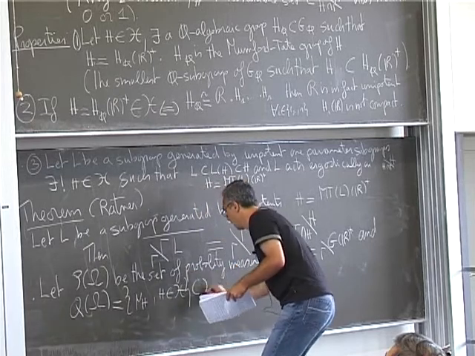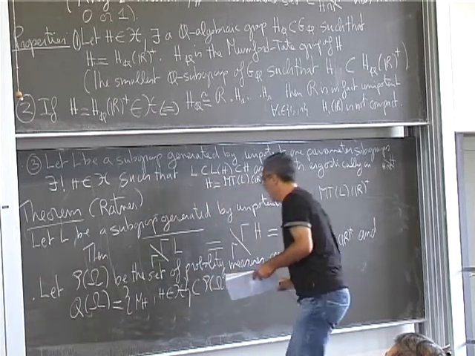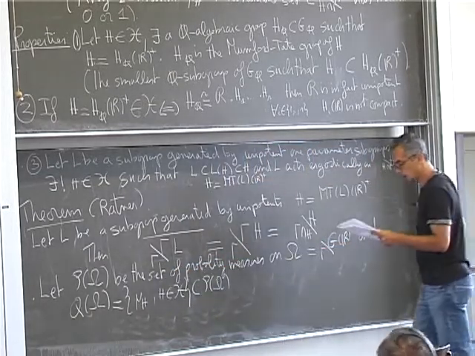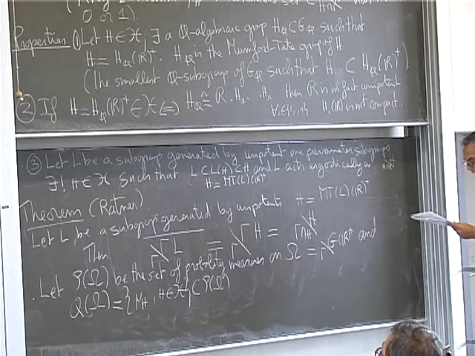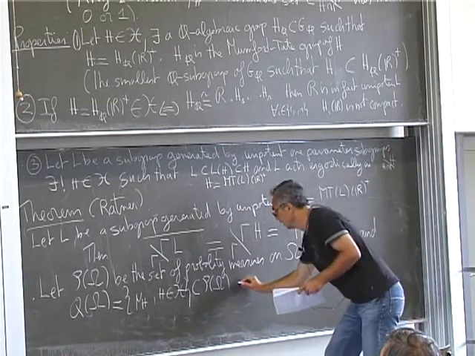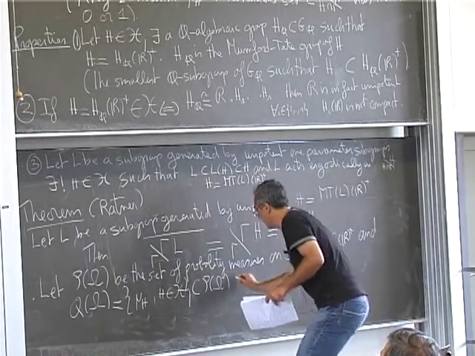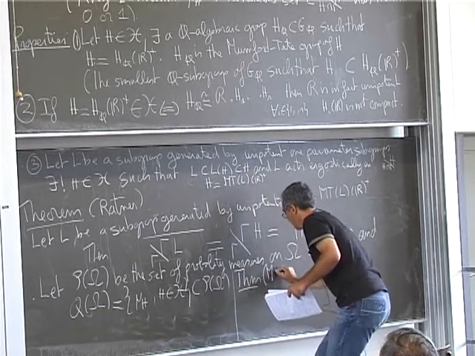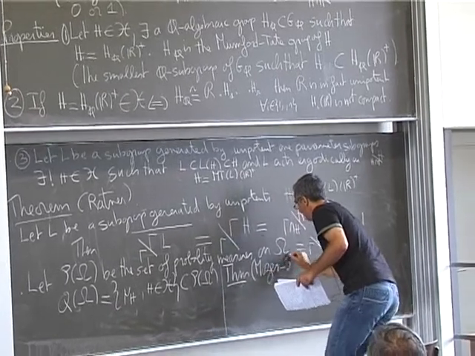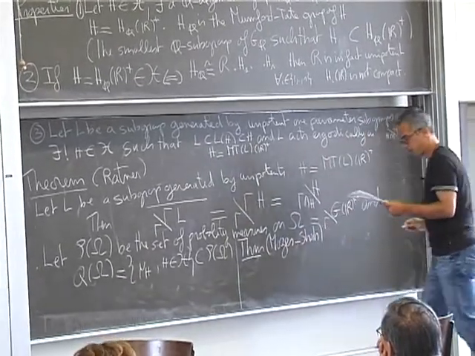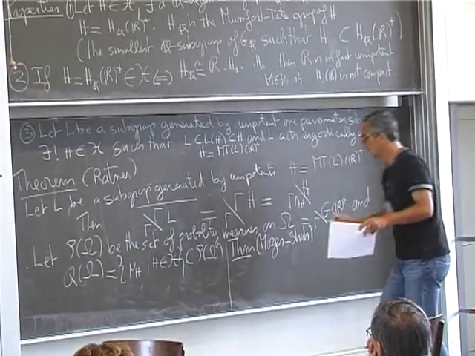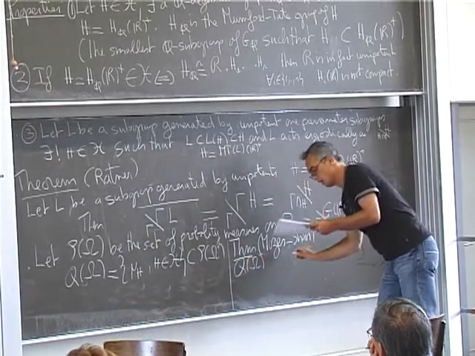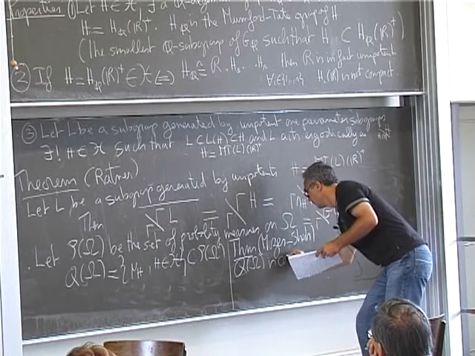So I have this set of subgroups and associated, okay? Then you have the following theorem by Moses and Shah, saying that Q of omega is compact.